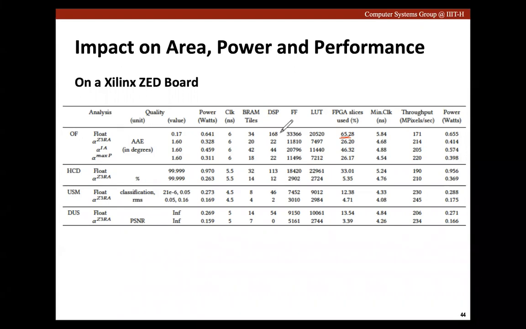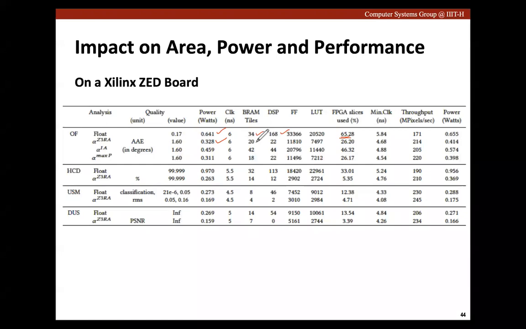And the DSPs required are 168. BRAM tiles required are 34. And then of course there's the power consumption, 0.614641 watts. But if you use the SMT solver based approach, then you can see that there's a reduction in the power. We are able to save power as well.